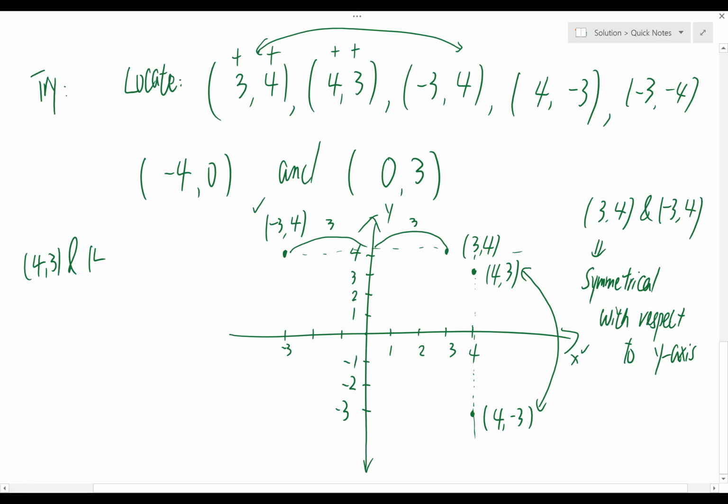And so they have some geometrical implications here. Sometimes we can utilize symmetry with respect to the x-axis to solve some real world problems.